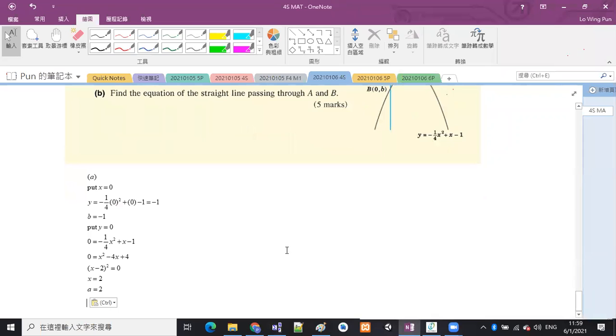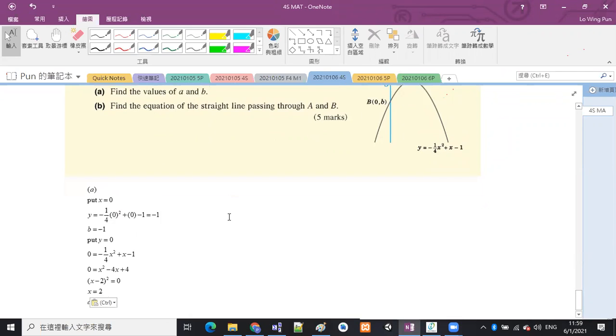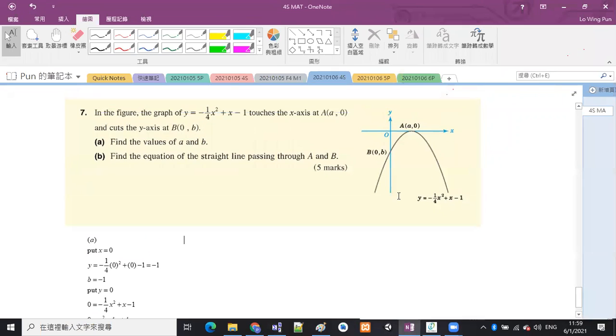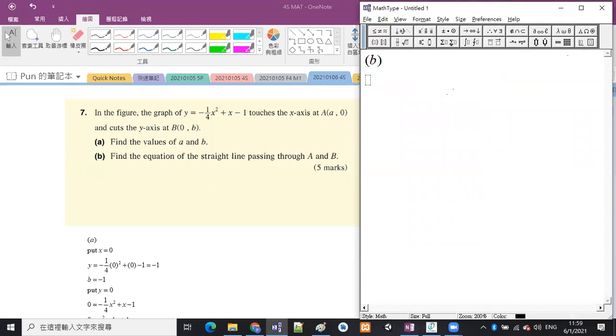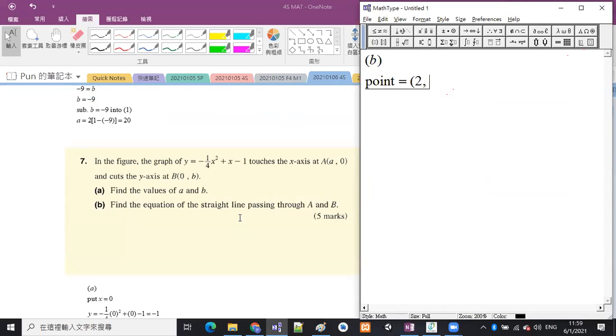X-intercept, y-intercept. Okay. Part B, find the equation of straight line passing through A and B. We have point A and point B, two points. To find the equation of a straight line, we use the point-slope equation. So I'm going to choose point A, that is 2, 0.